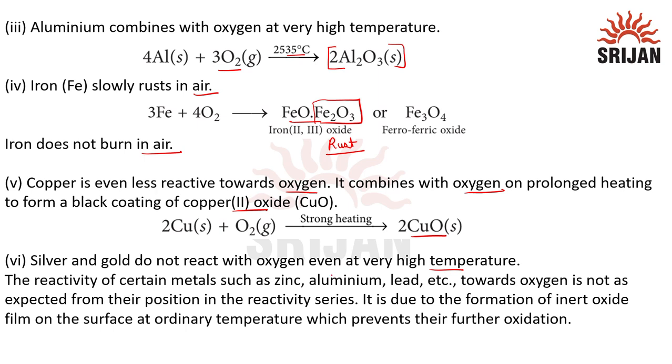The reactivity of certain metals such as zinc, aluminium, lead, etc. towards oxygen is not as expected from their position in the reactivity series. It is due to the formation of an inert oxide film on the surface at ordinary temperature, which prevents their further oxidation. That means these metals, that is aluminium, zinc, lead, do not easily react with oxygen to form their oxides because they form a first oxide layer that is very inert in nature, that prevents the further reaction. Okay.